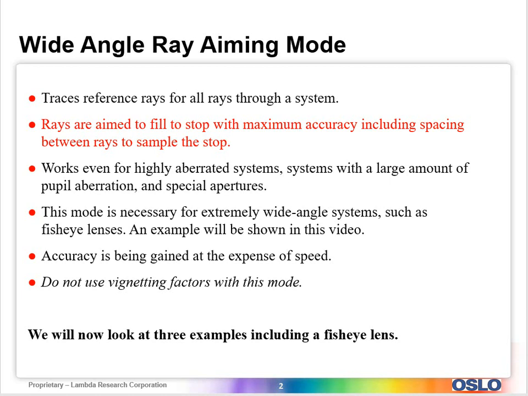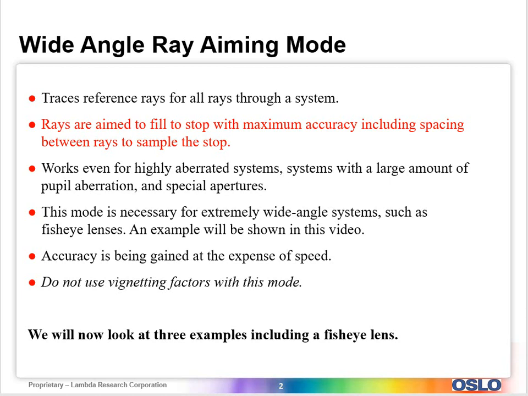Consequently, this will work well for highly aberrated systems, systems with a large amount of pupil aberration, and also special apertures. It's a mode that's necessary for extremely wide-angle systems such as fisheye lenses. I'll show an example of a fisheye lens in this video in particular as well. Accuracy effectively is being gained in this mode, but it's at the expense of speed because we are tracing reference rays for all rays through the system. It must iteratively trace them.